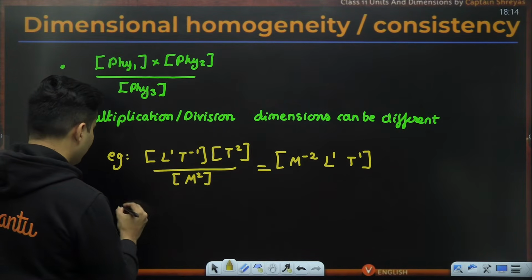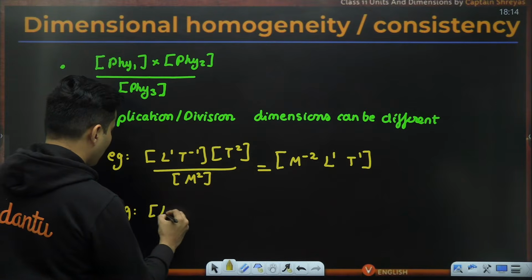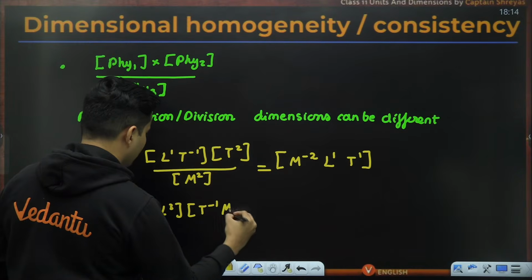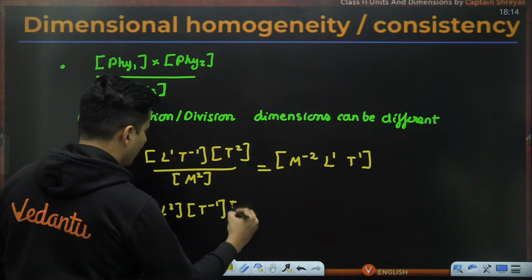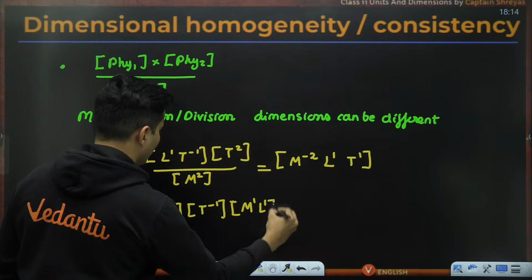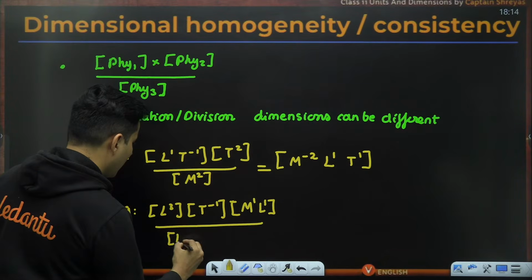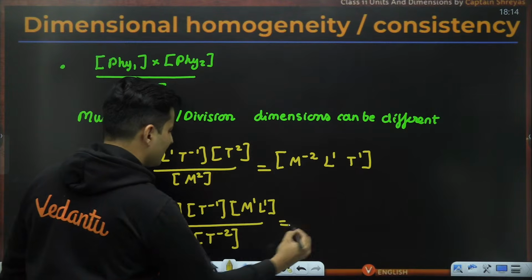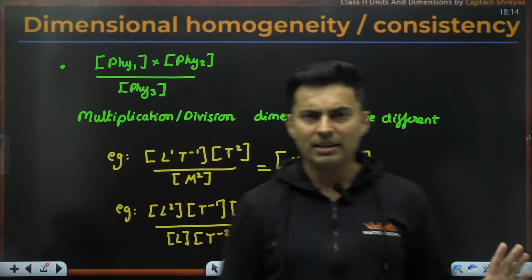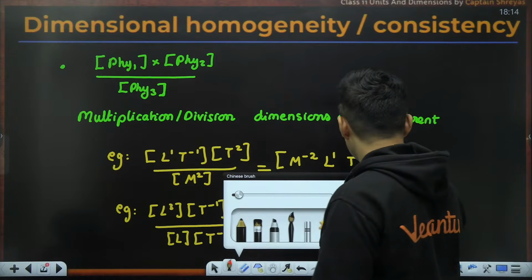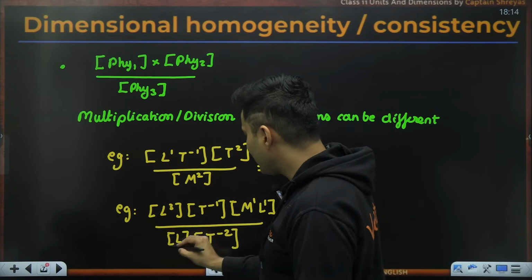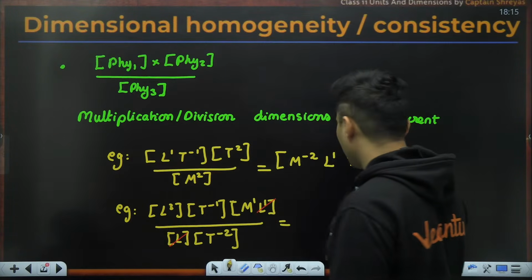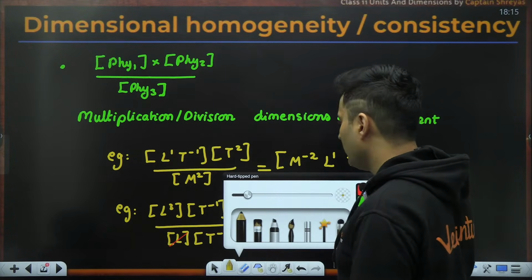Similarly, another example, let's say L cube, and let's say we have t raised to minus 1, and then we have m raised to 1, L raised to 1, and this whole thing divided by L, and let's say we have over here t raised to minus 2. Guys, again do the normal multiplication or division. As you can see, this L and this L will get cancelled. This t raised to minus 2, I can just bring it on the top. So let's see what happens now.